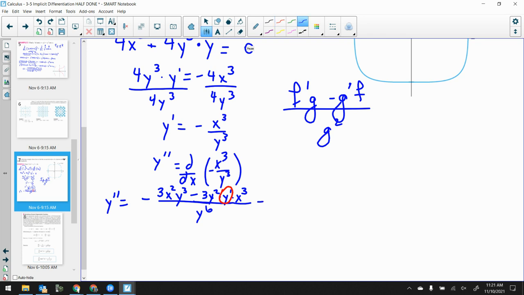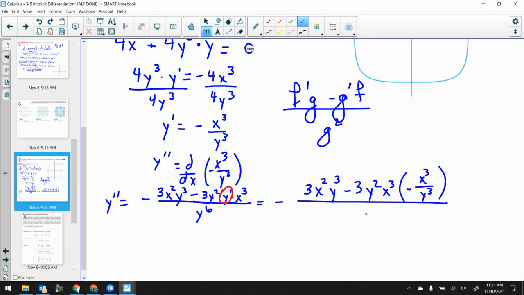So now let's say this. So this is negative 3x squared y to the third minus 3y squared. I'm going to pull the x cubed right in front of it. And now in place of y prime, I'm going to write negative x to the third over y to the third. All divided by y to the sixth. Yeah, I just rearranged it. I just pulled the x right in front of the y prime.